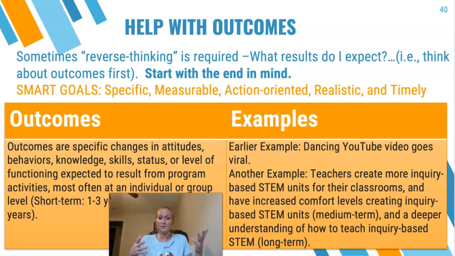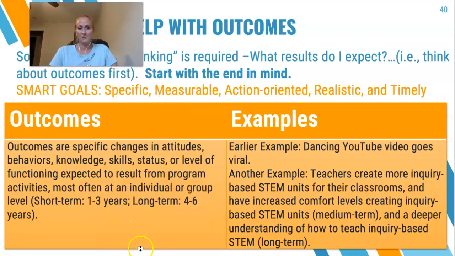And remember to adhere to those SMART goals. If you're going to have these results, make sure they're specific, measurable, action-oriented, realistic, and timely. So you can make sure that you can do evaluation on them at the end. Okay, so again here, outcomes are those specific changes in attitudes, behavior, knowledge, skills, status, or a level of functioning expected to result from the activities. And we break them into long-term and short-term.